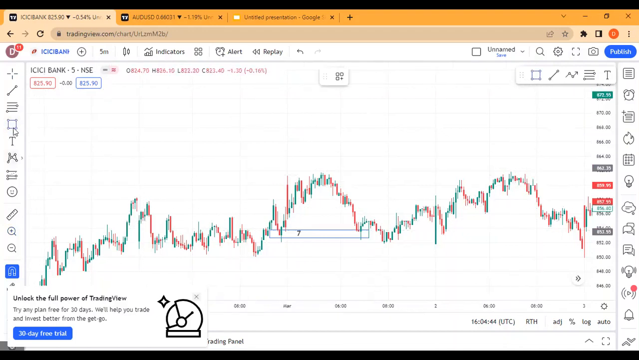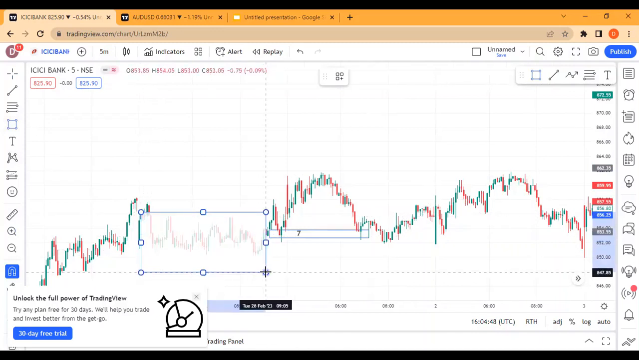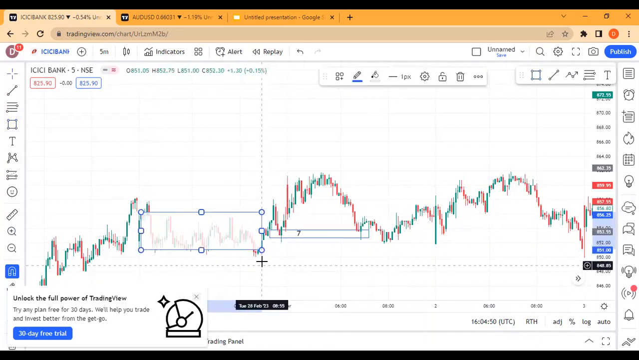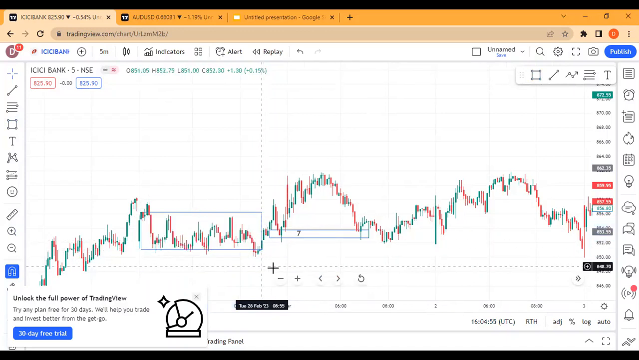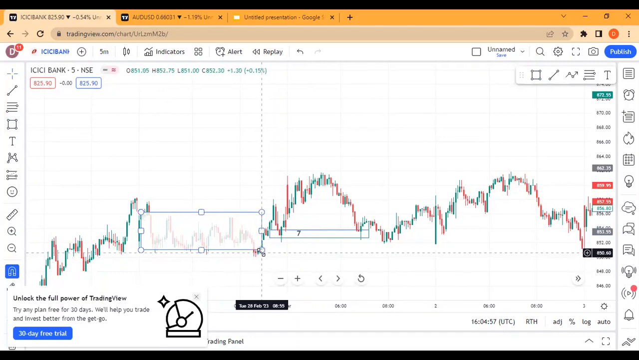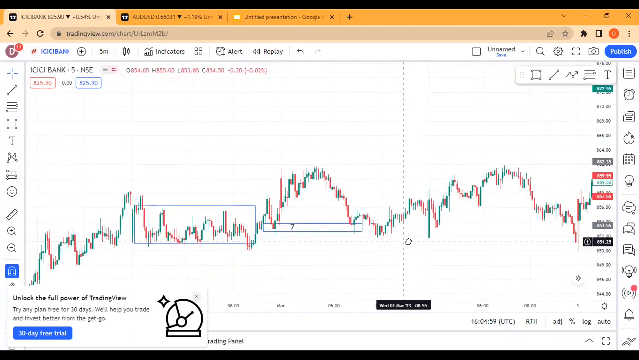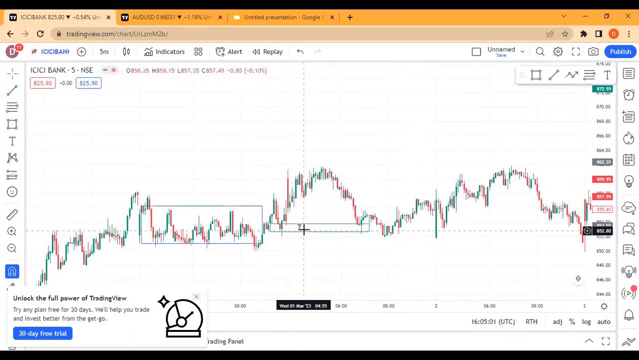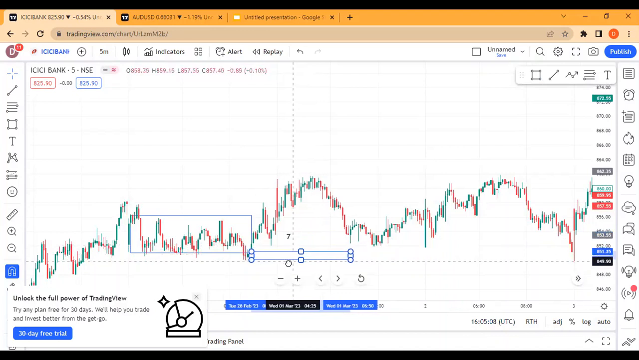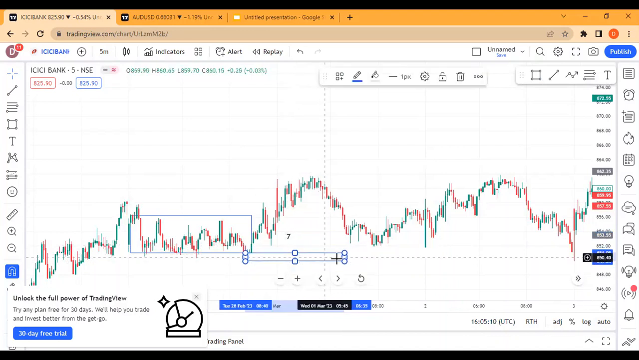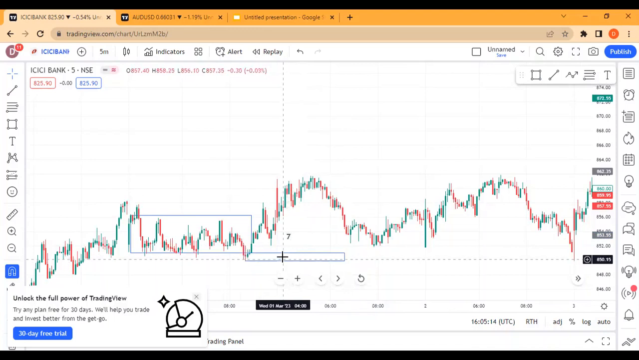Now, looking at this particular one here, what do we have here? We have a break of structure here. The market broke this structure and left us with order blocks. So this is where we have our order block. We have first, okay, this is the order block really. Then we have our order block around this area.